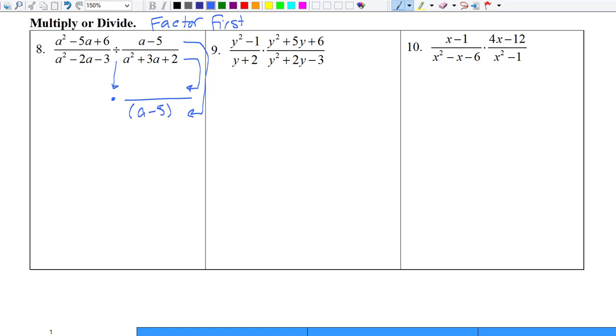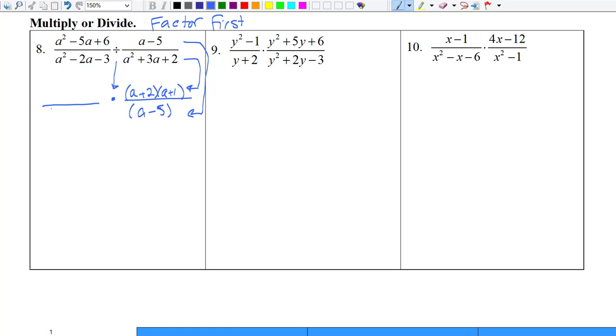While I'm switching those, I'd also like to factor just to save myself a step here. So when I take a squared plus 3a plus 2 and put it in the top, I'm going to factor that into a plus 2 and a plus 1. Cool.